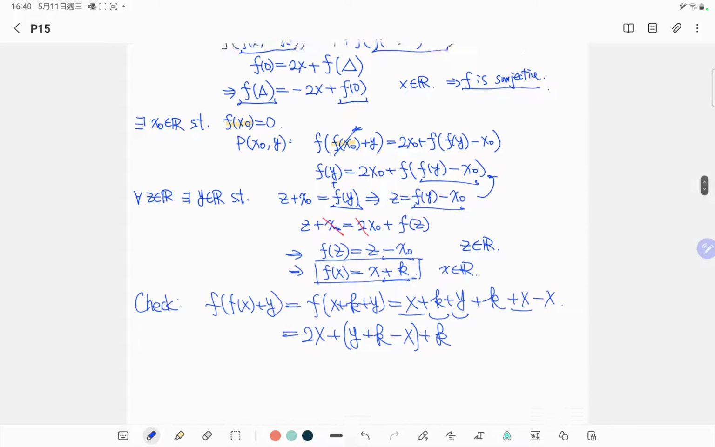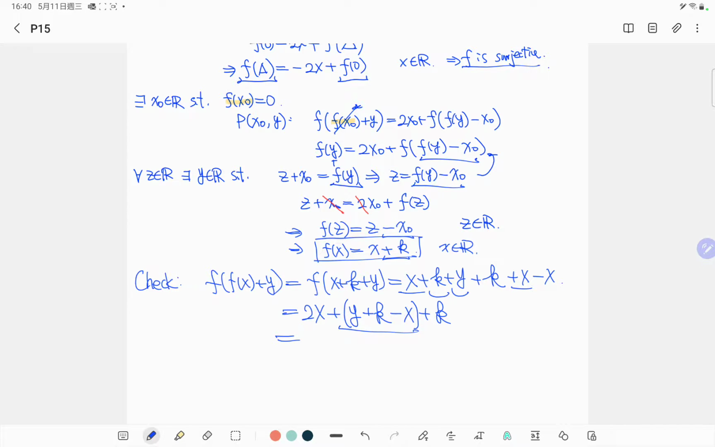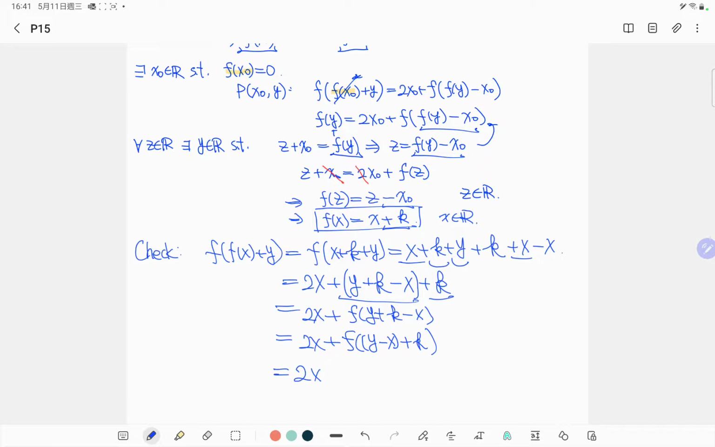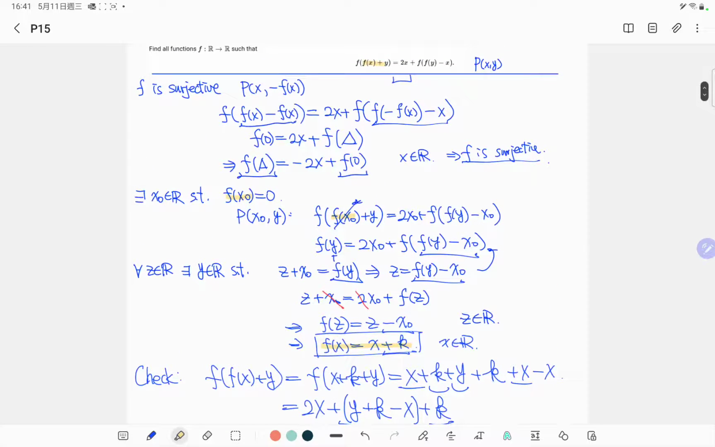We can consider this one here to be x plus k, so we have f of x, which is like 2x plus f of y plus k minus x. And then we can just reorder it, so we have f of y minus x plus k here, so we can put these two terms in the parentheses. So we have 2x plus f evaluated at f of y minus x. So this is okay, and of course f of x equals x plus k is the solution to this functional equation. And that is the end of the video.